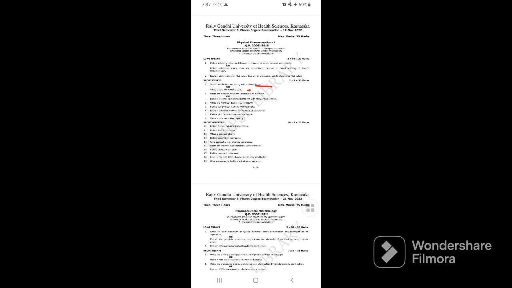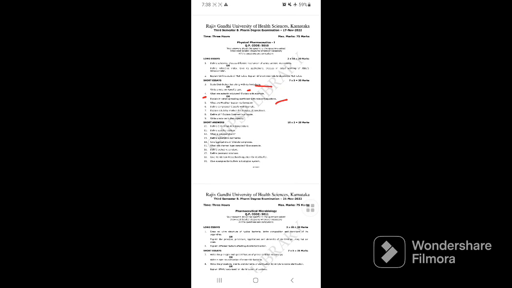Okay, then what are eutectic mixtures? These eutectic mixtures you are familiar with from the first semester of your pharmaceutics. You can write the same answer here, no problem. Then explain in detail spreading coefficient with relevant equation. Okay, you have to write this one, spreading coefficient. It comes under your practical.